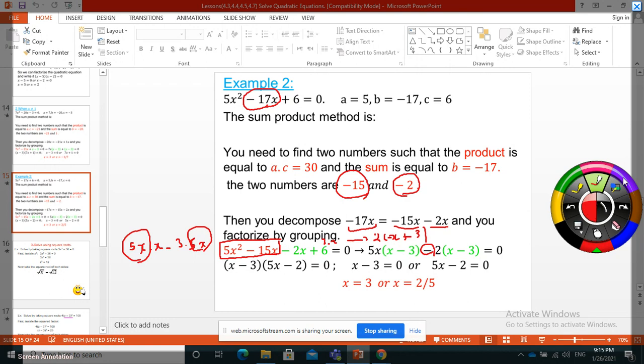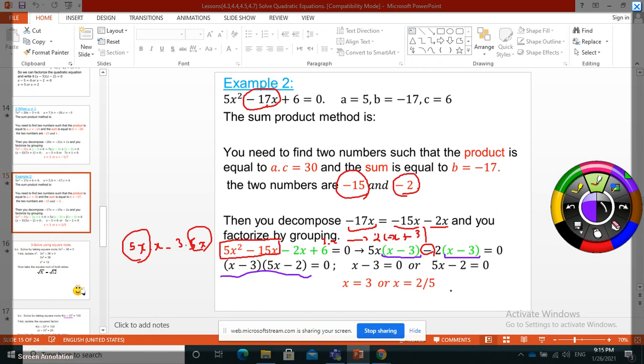Now I will go back to see I have my visible factor x minus 3, x minus 3 is all this parentheses. So x minus 3 factor, what I still have from the first one, 5x. What I have from the second one, minus 2. Now I'm safe. It's factorized. So I will take x minus 3 equal to 0, or 5x minus 2 equal to 0. So I have the solution 3 or 2 over 5.